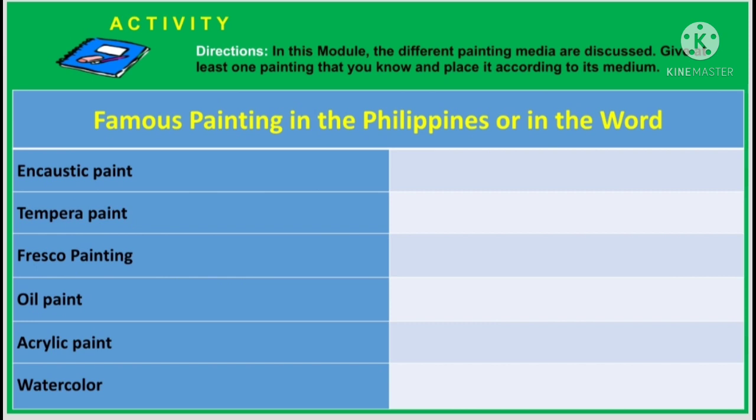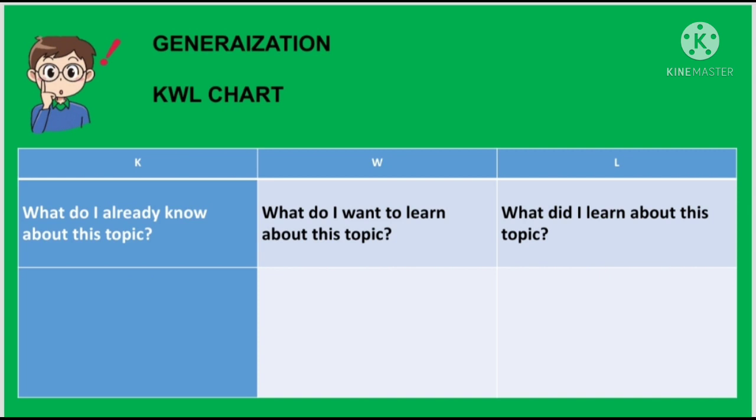Okay? But I am suggesting, may I suggest that please, ang priority nyo sana na tingnan ay yung paintings in the Philippines para makita natin yung mga magagandang painting sa Pilipinas. We have also activities here, just like in your previous module: what you know, what you want, and what you learned. Okay? What do I already know about this topic? What do I want to learn about this topic? What did I learn about this topic?